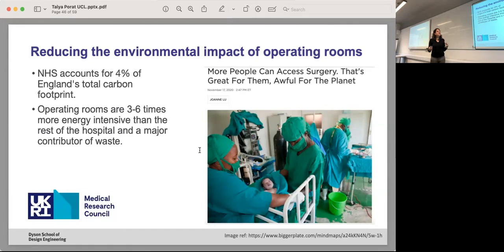The motivation for this project was that the NHS accounts for 4% of England's total carbon footprint, and operating rooms are 3 to 6 times more energy intensive than the rest of the hospital. And they're a major contributor of waste. So why is it really? And we wanted to have a behavioral science approach to try to change the behavior of operating room staff, if it can help.